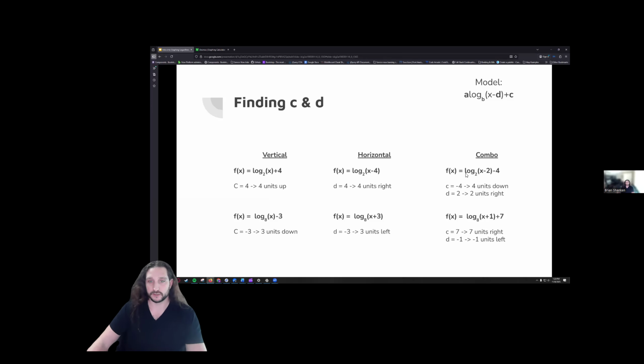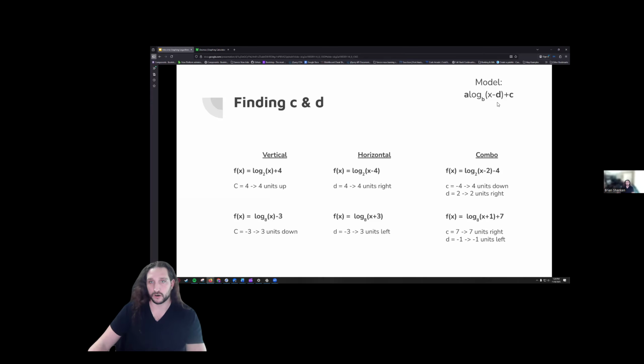We got f of x equals the log of x minus 2 base 2 minus 4. We pair it up with our model right there. You can see that our c, we got the positive, the negative. So our c is going to be -4. That's going to be 4 units down.